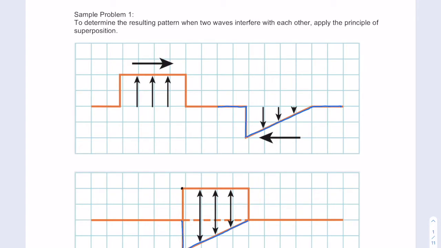And I'm going to break this section up into a bunch of different points: 1, 2, 3, 4, and 5. At point number 1, the orange wave has an amplitude of +2, and the blue wave has an amplitude of -2. When you add these two together, the resulting displacement of +2 minus 2 is 0. And our wave interference will look like this.